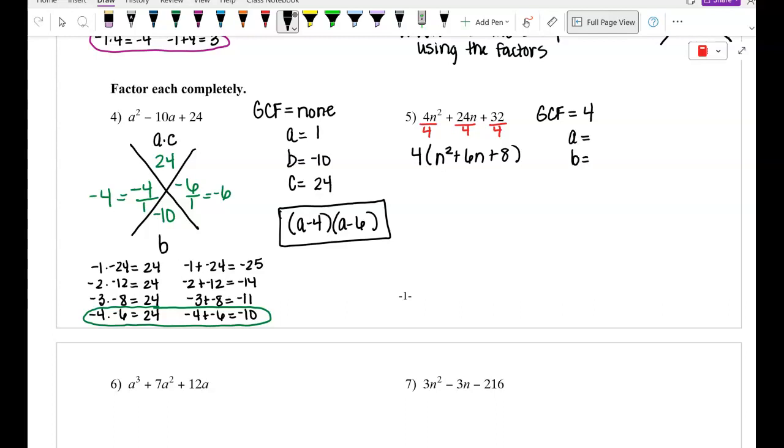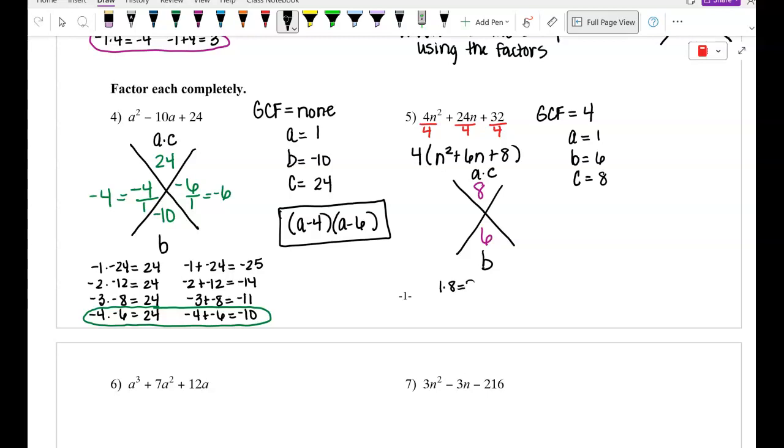So now we have to identify our A, our B, and our C. So what is the value of A in this problem? B, C. So I need two numbers that multiply together. So A times C is 1 times 8 is 8. So two numbers that multiply together to make 8 and add up to 6. And again, I know right now some of you know that off the top of your head and can fill it in, and great. For those that maybe it's not coming as quickly, everything is positive, so I know both of my factors are positive.